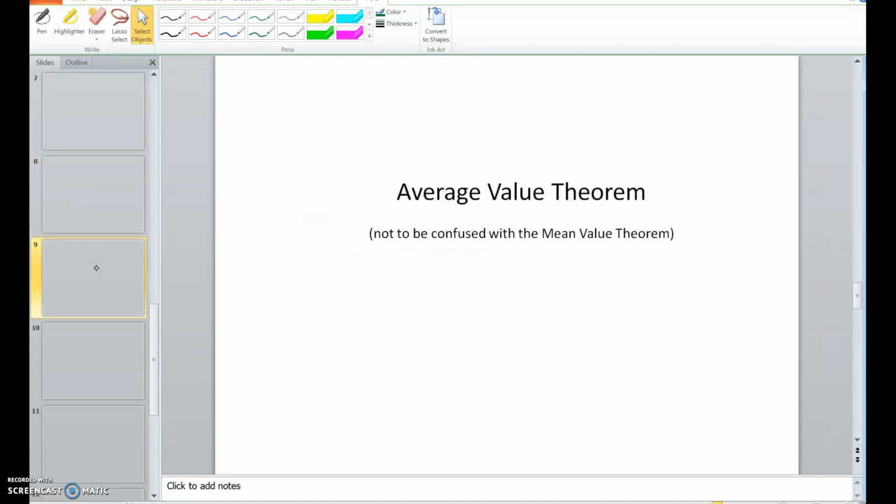Okay. Moving on to a totally second topic. So the average value theorem, not to be confused with the mean value theorem, which has to do with derivatives. We did that right after winter break. So this is the average value theorem.